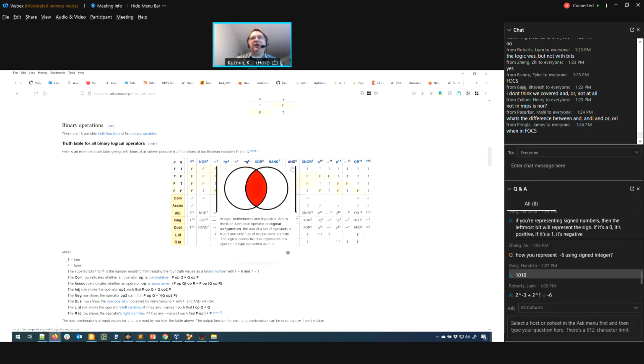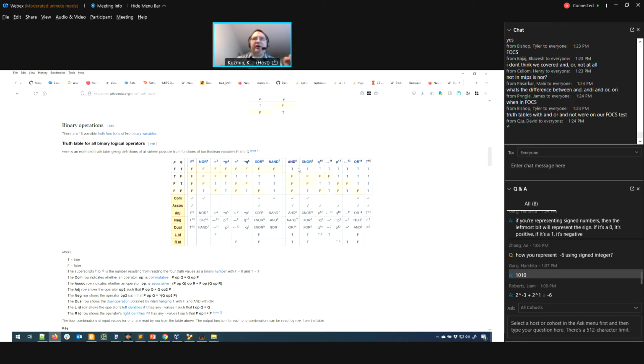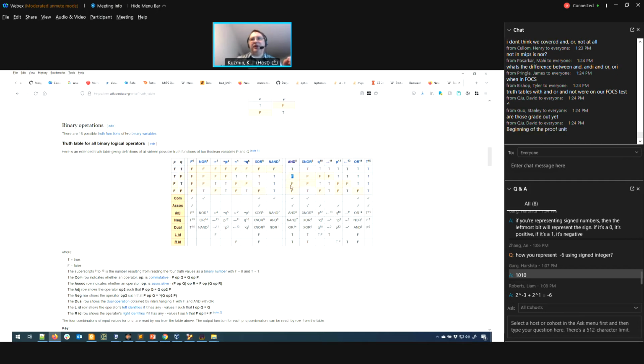So we are talking about and, or, and XOR, which are all binary functions. It means they have two arguments, and each argument is a Boolean value, so true or false. For and, the function yields true only if both operands are true. All other combinations yield false.